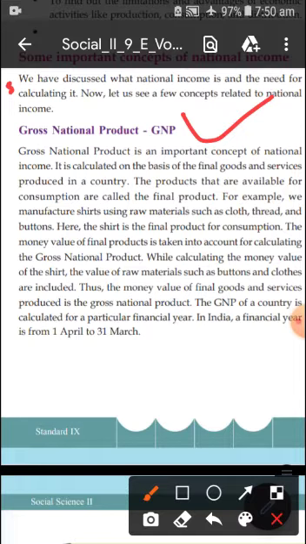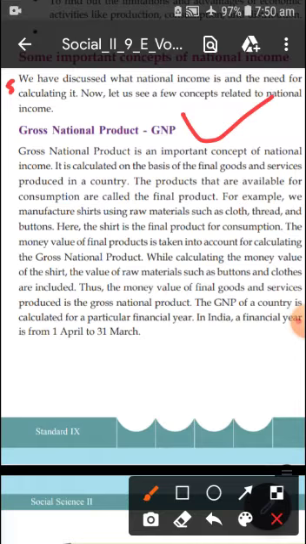For example, we manufacture a shirt using raw materials such as cloth, thread, and buttons. Here the shirt is the final product for consumption. We are using different other products for making one final product. The raw materials such as cloth, thread, buttons, and color are used, and we got a shirt. The shirt is the final product here.